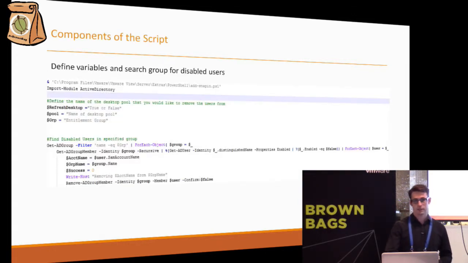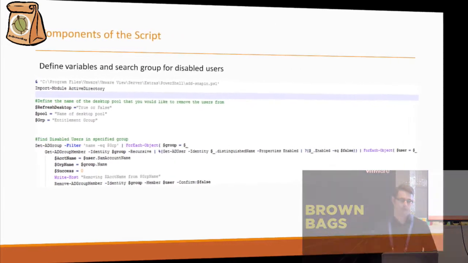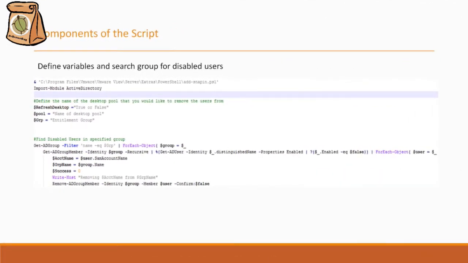The script runs in two primary components. The first component is to check that entitlement group for disabled accounts and get the SAM account value and push that through to the second stage, which will then compare it to what's already assigned to desktops.